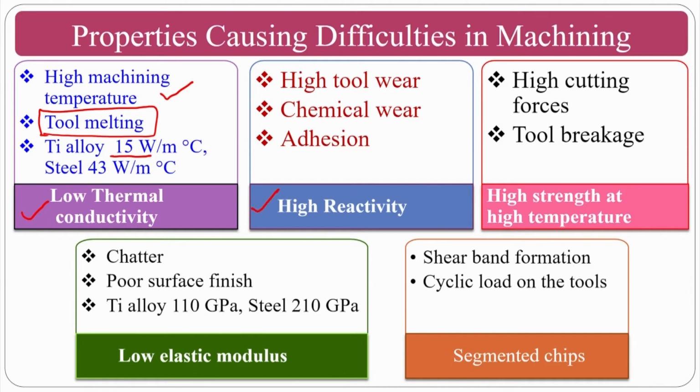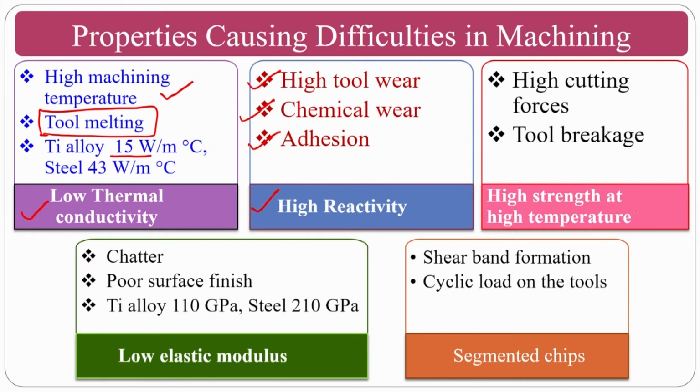Another one is high reactivity. So, if it is high reactivity, what will happen? The tool wear will be very high, at the same time chemical wear. That means that it will chemically react with respect to the temperature, gases and all those things. And at the same time it also will have high adhesion effects.